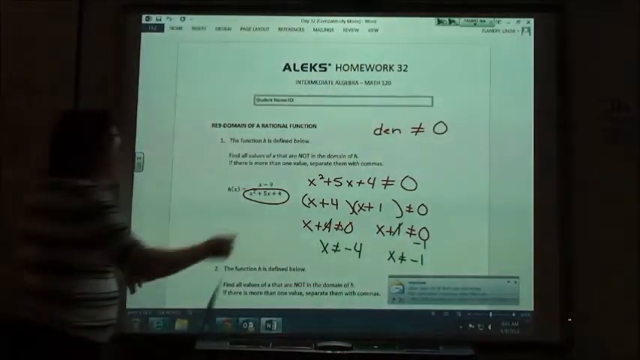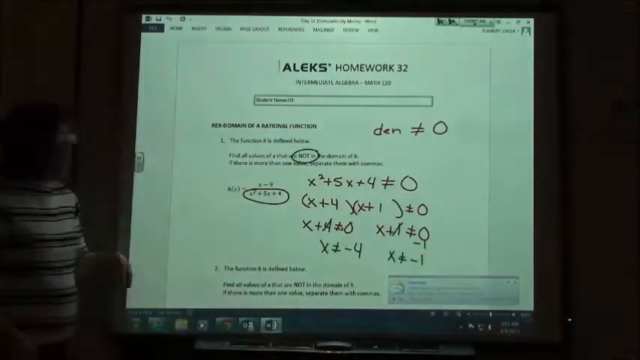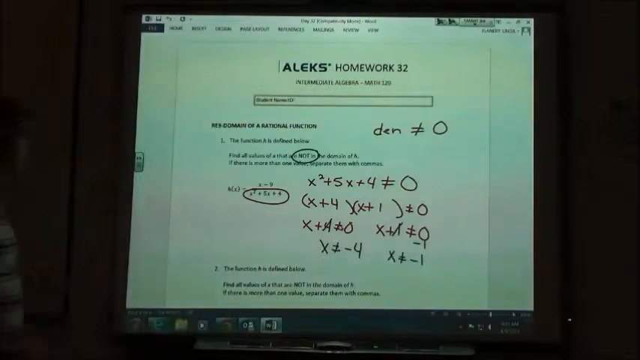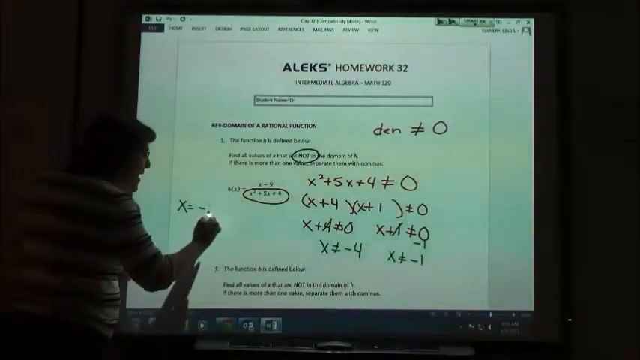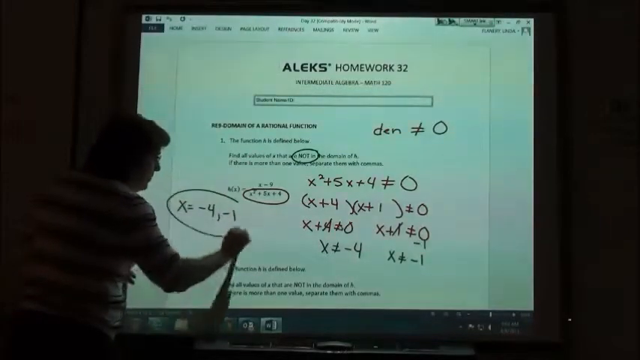Since the question asks which ones are not in the domain, they're not going to use the not equal sign. They're just going to say, what 2 numbers can't x equal? Negative 4 and negative 1.